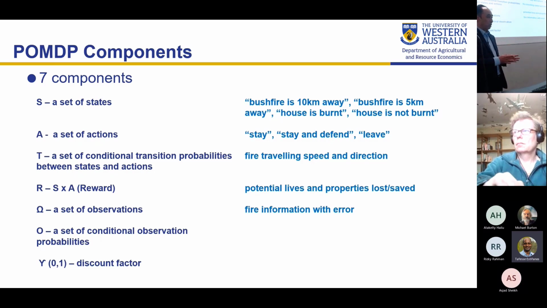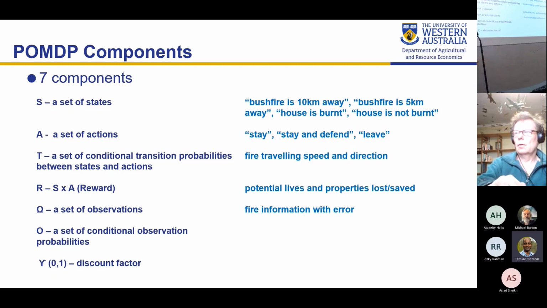There are transitions in the model as well. It's talking about the transitions between states and actions. So when you combine those 2 things, there are transition probabilities in that model. And we have a reward that's based on the current state and the action the agent takes. That will give a reward, which can be potential lives and properties lost or saved.